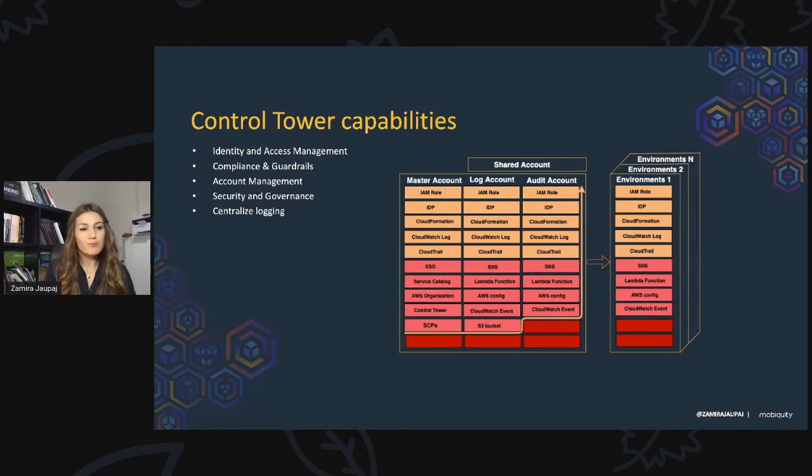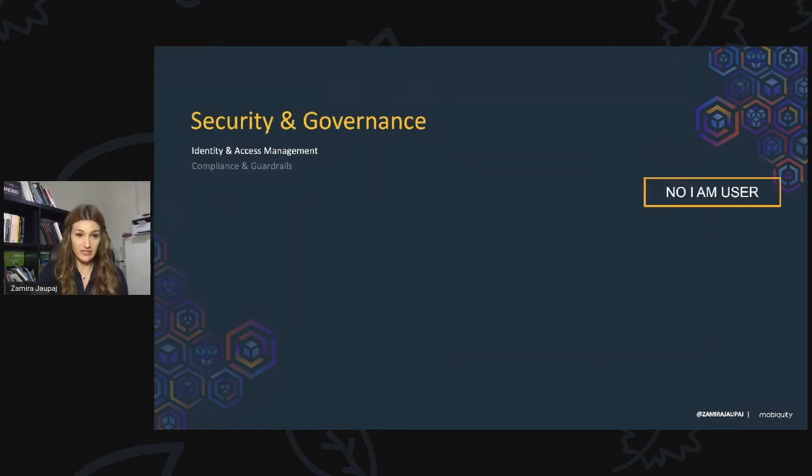Some important capabilities of Control Tower are: 1, identity and access management; 2, compliance and guardrails; 3, account management; 4, security and governance; and 5, centralized login. We really have to remember this, because when I set up all of these things, it was really, really painful. So I'm going to explain a deep dive on all of this.